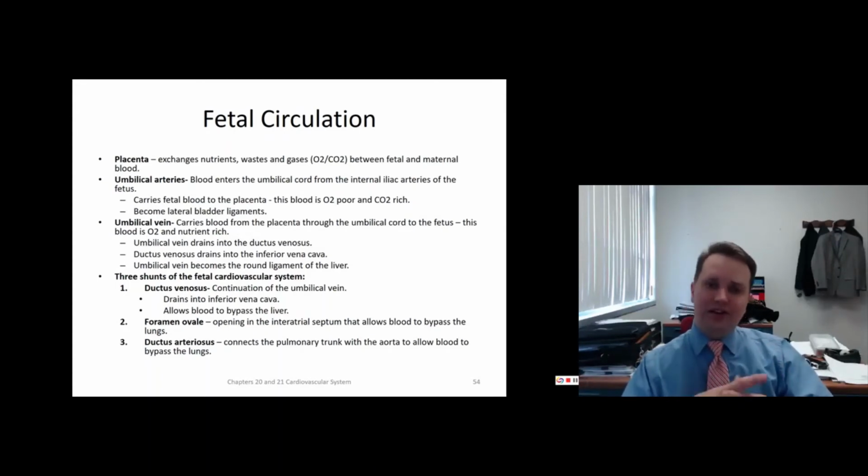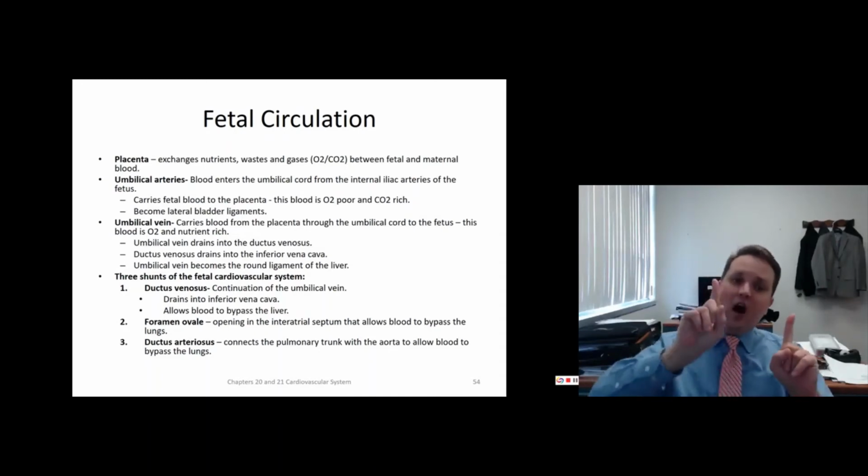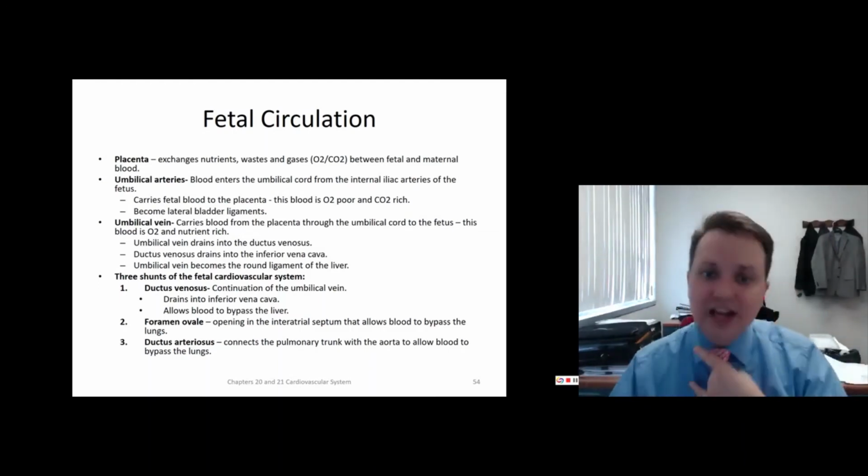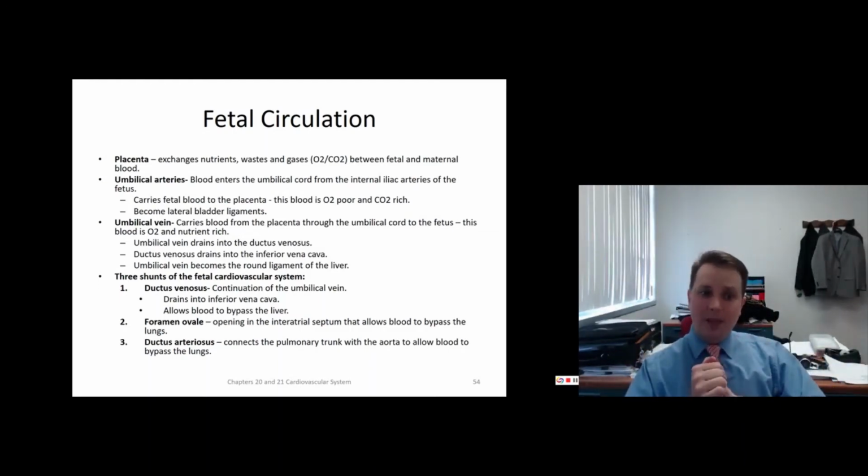See if you can do a simplified line drawing. I gave you 2 good starting points there. Now, what happens is the umbilical arteries carry blood to the placenta from the fetus. So this is away from the fetal heart, and it's O2 poor, CO2 rich. After you're born and these die off, the connective tissues are left, and these are your lateral bladder ligaments. So in the grown-up individual, after some time, you look on the side of the bladder and you'll see these.